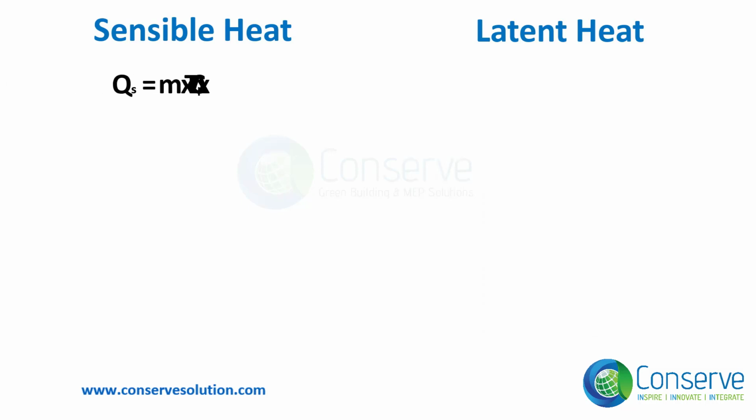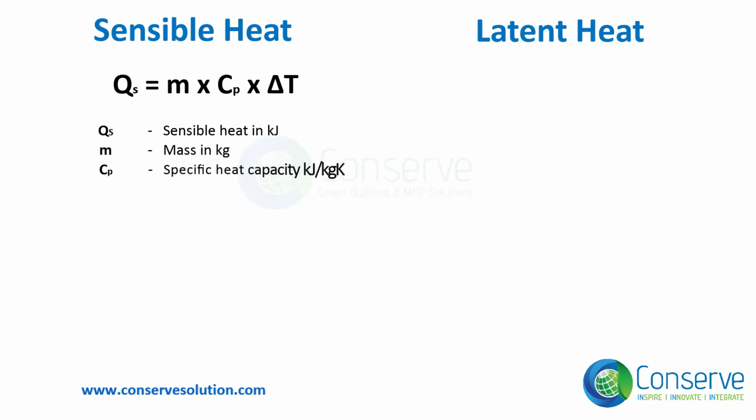Sensible heat is calculated by the formula Qs = m Cp ΔT, where Qs is the sensible heat in kilojoule, m is mass in kg, Cp is the specific heat capacity at constant pressure measured in kilojoule per kg Kelvin, and ΔT is the change in temperature. It can be in degree Celsius or degree Kelvin.